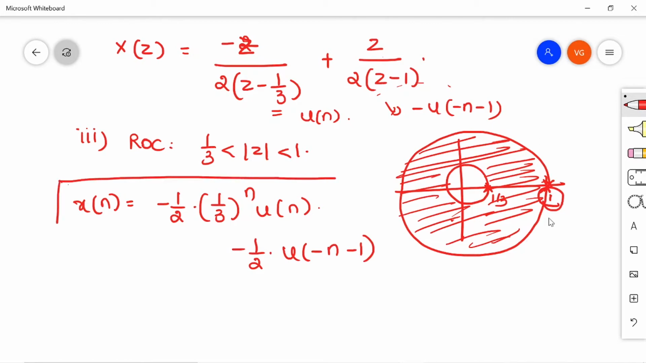For the first part I am using a power n u of n, that is z by z minus a. For the second part I am using minus b power n u of minus n minus 1, that is nothing but z by z minus b. So in reverse you are going to find your x of n.